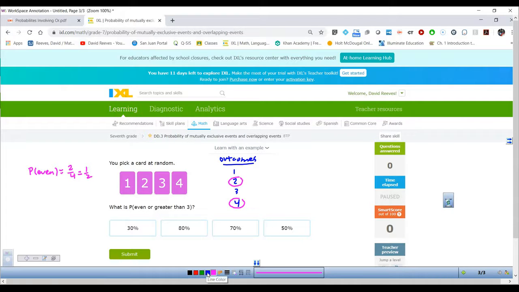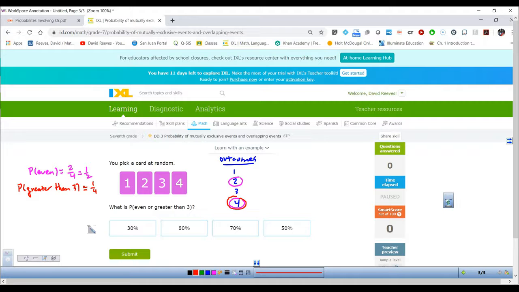Okay, so now let's take a look at the next one. So what is the probability that it is greater than 3? All right, well, which ones are greater than 3? Is 1, is 2, is 3, is 4? Nope. Only 4 is greater than 3, right? So that probability is 1 out of 4.